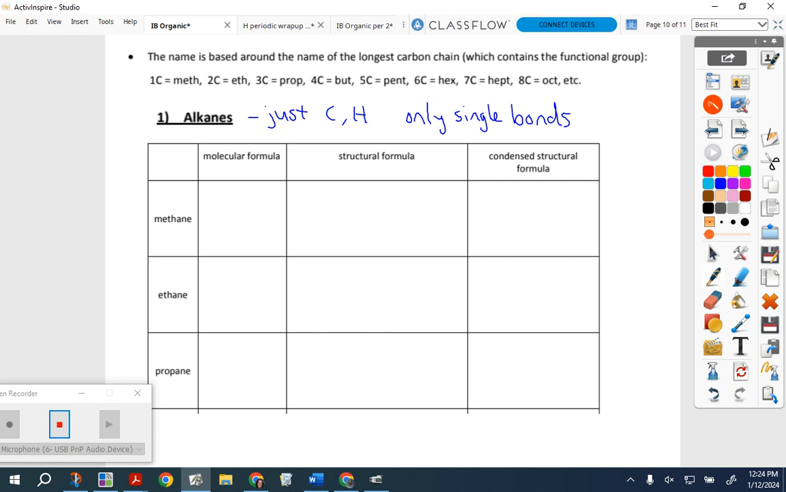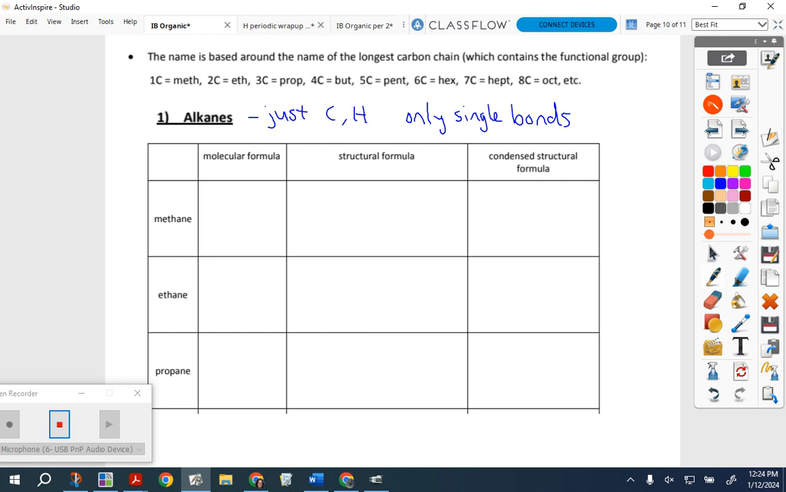Okay. And you'll see that on this sheet, it asks you for the molecular formula, which again is how many atoms of each element. The structural formula, which we're going to draw out like a Lewis structure. And then the condensed structural formula, which we're going to write out the way that you would see it in an answer choice on your paper 1 questions. Okay?